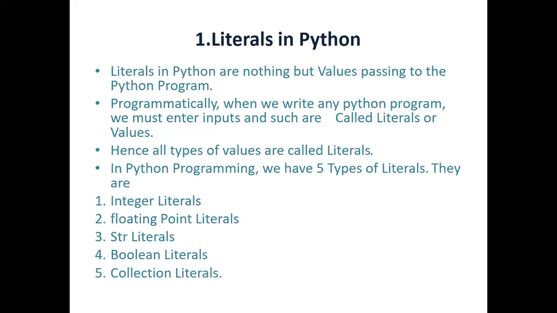Programmatically, whenever we use any Python program, we must enter inputs, which are called literals. So whatever input we make is called literals or values. All types of values are called literals. In Python programming, we have 5 types of literals: integer literal, floating point literal, string literals, Boolean literals, and collection literals. So literals are nothing but the values passing to the Python program.